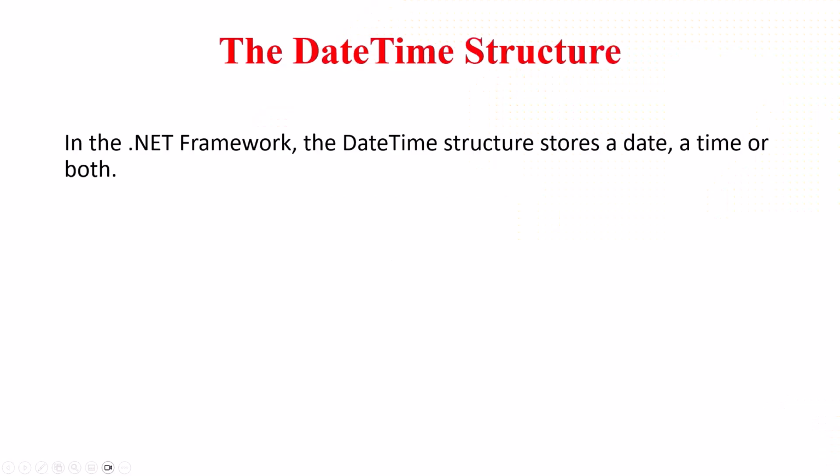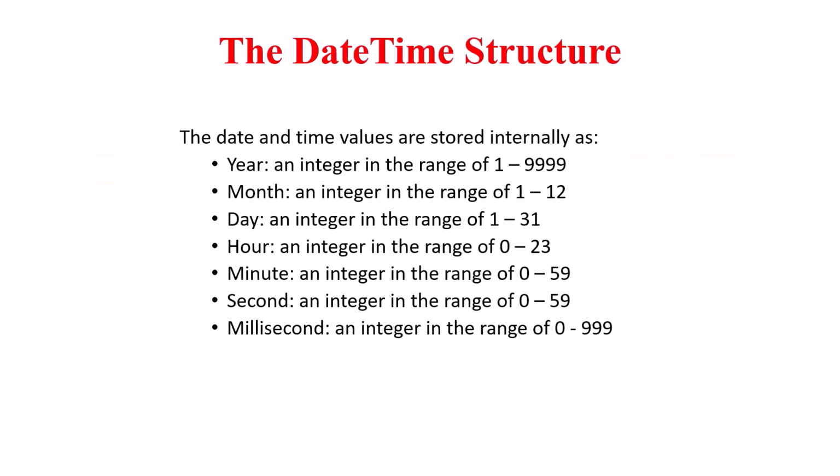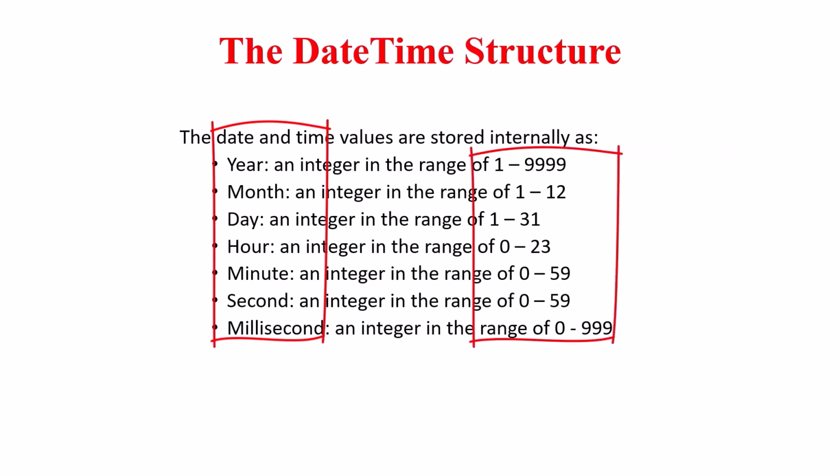Let's take a look. In the .NET framework, the DateTime structure stores a date, a time, or both. The date and time values are stored internally as the year, month, day, hour, minute, seconds, and milliseconds. You can see the ranges in there. The year is 1 through 9999, month 1 through 12, and so on. They all make kind of sense there. And they're all integers. These are all integers stored in a DateTime structure.